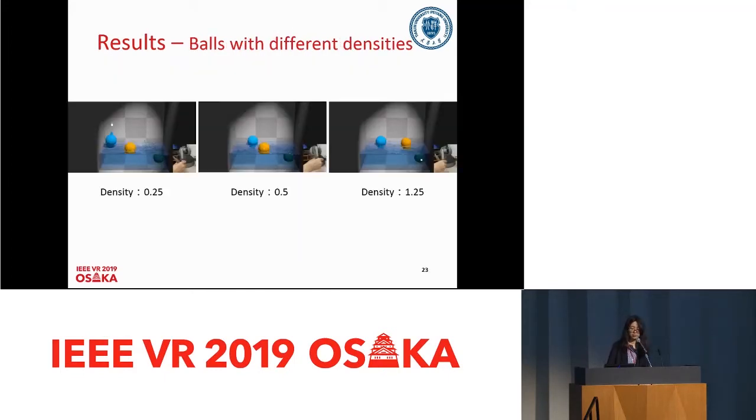And next, we will show some other results. Here are 3 different results of balls with different densities. And first is a ball with a small density. This is a ball with middle density. And this is a ball with large density.